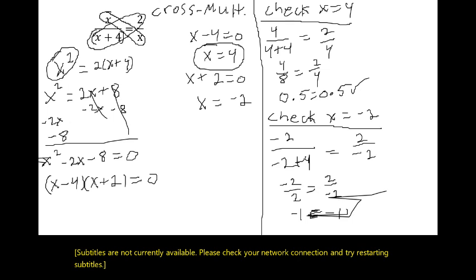So because we got the same number on both sides of the equal sign, that means x equals -2 was another solution. So both of these were our solutions because they both worked.